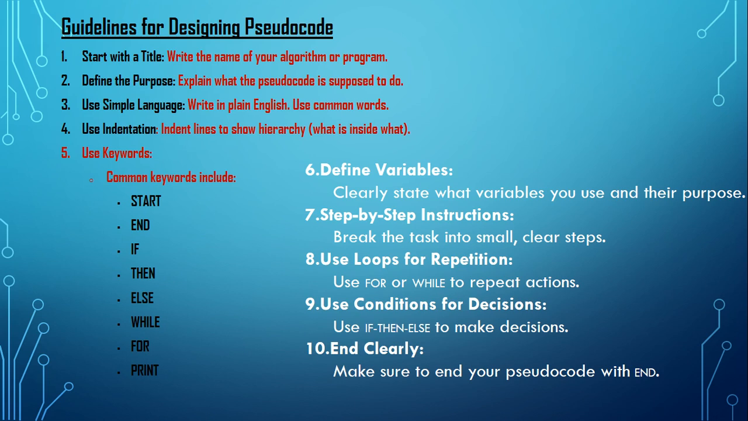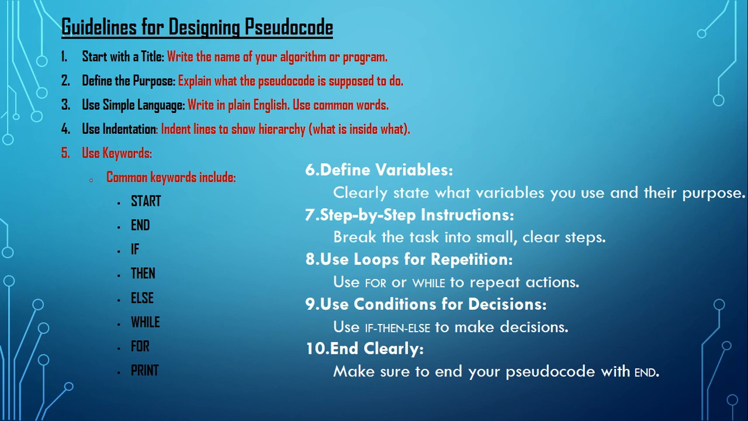So number six, you define variables. Clearly state what variables you use and their purpose. Variables are memory locations. For example, you can say x equals 5. So enter x, then somebody else says 5. 5 is stored in x. Enter y, 9. 9 is stored in y. So a variable is a memory location that can contain or hold a value.